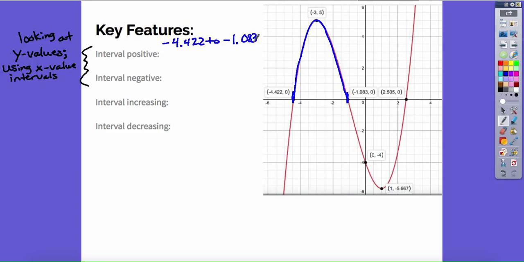Now, as I continue on my graph, this is negative, and we'll get there in a moment. But then at this point here, it goes back positive again, and it's going to go positive forever. So this is also positive at an x value interval of 2.505 to infinity. It'll never go back negative again because it's going to keep rising and rising.